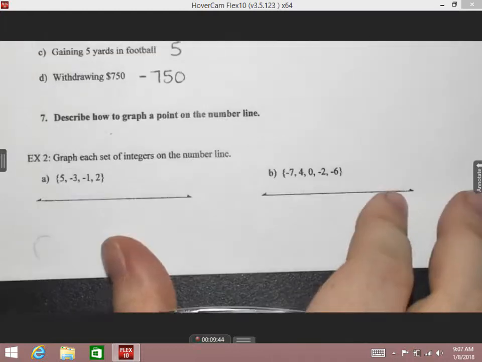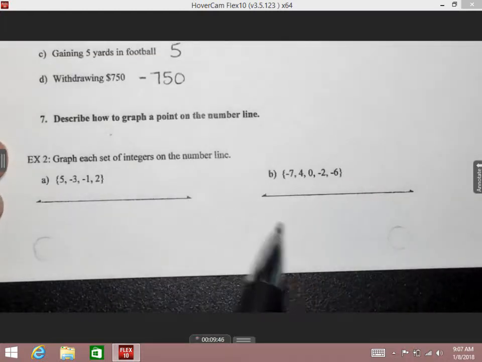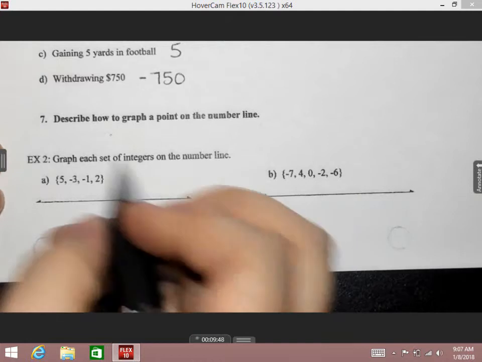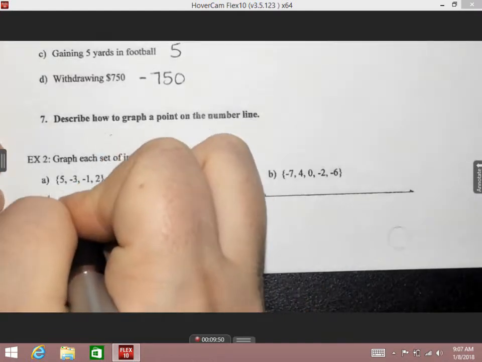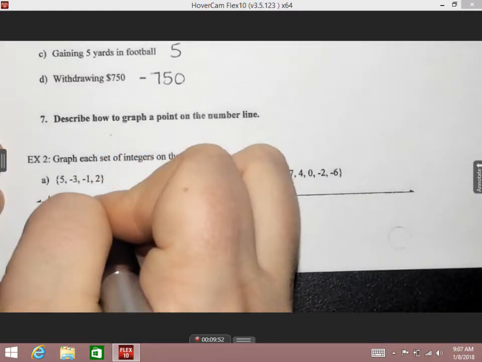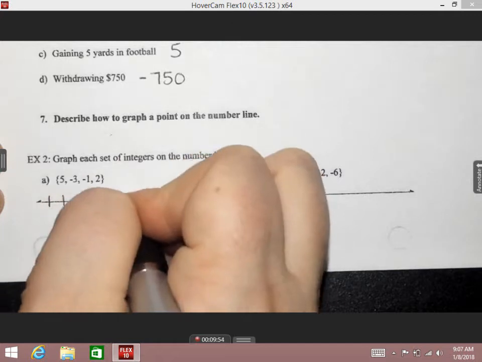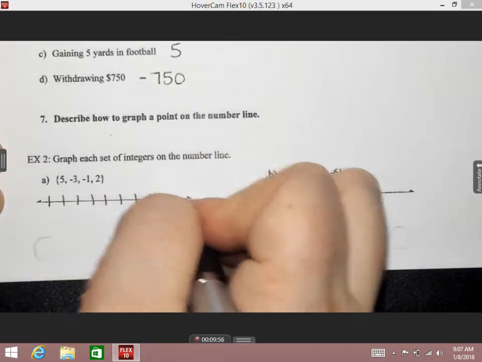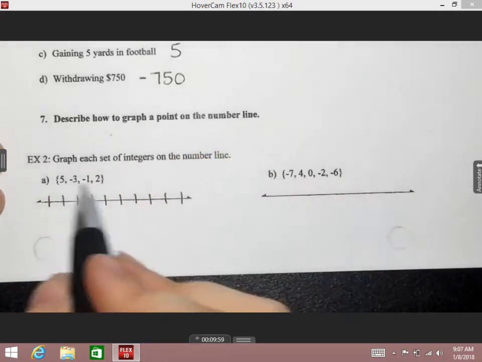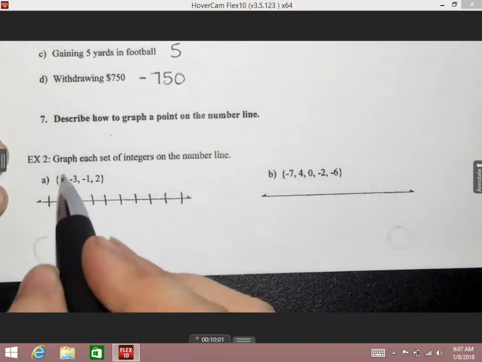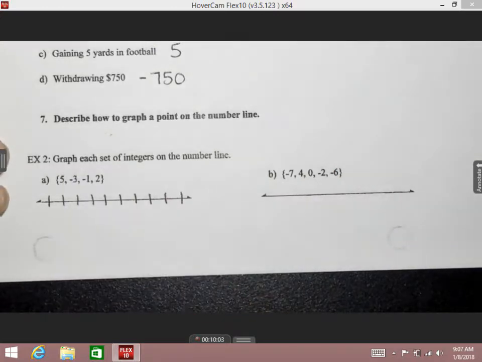Okay, so for example 2, we're graphing these sets of integers on a number line. So the first thing we're going to do is draw out our tick marks. And guys, those numbers are pretty far apart. We're going all the way from a negative up to a positive, so you want to make sure you got enough marks on there. Okay. Anything looking?